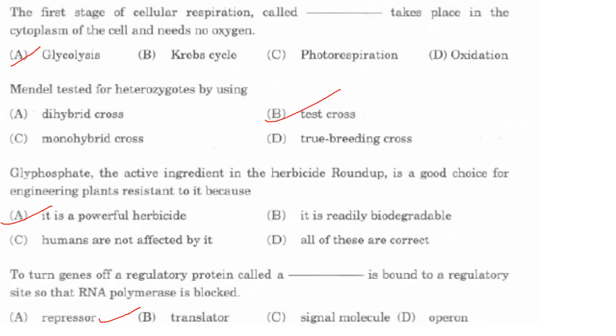Then to turn off genes, a regulatory protein called a dash is bound to a regulatory site so that the RNA polymerase is blocked. The regulatory protein is called repressor, usually found in the lac operon system. So repressor binds to the regulatory site and prevents the RNA polymerase from binding to the promoter, thereby inhibiting the synthesis of lactose metabolizing enzymes.